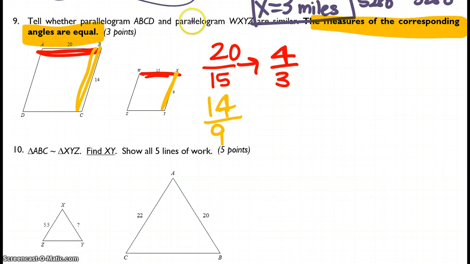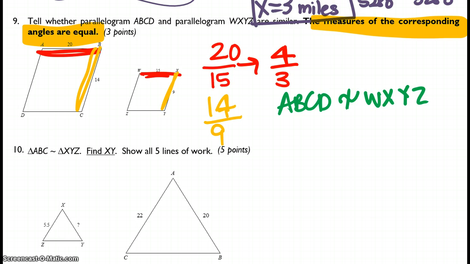I'm almost done. 14 over 9 is in its simplest form, so the answer to this is they are not similar. So you would say ABCD is not similar to WXYZ. All right, so ABCD is not similar to WXYZ because 4 over 3 and 14 over 9 are not the same ratio.